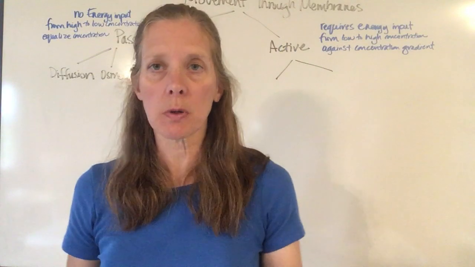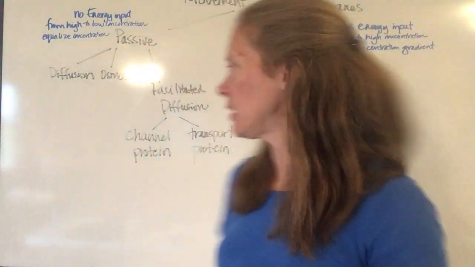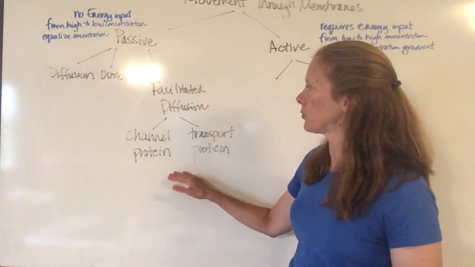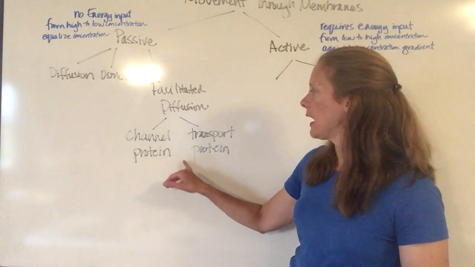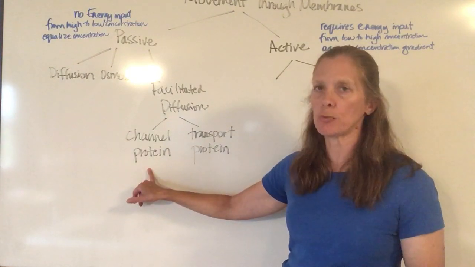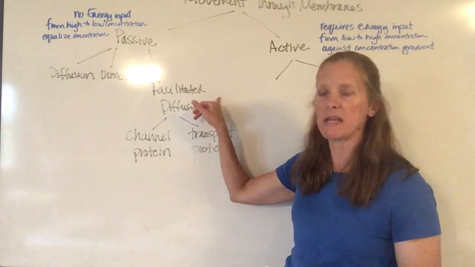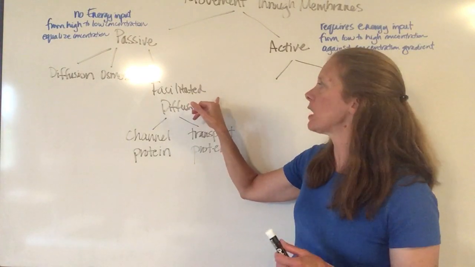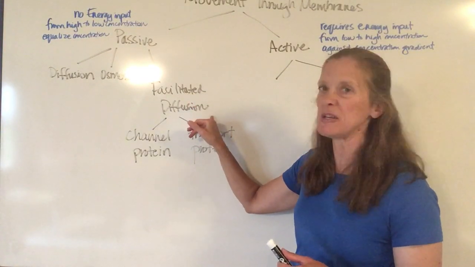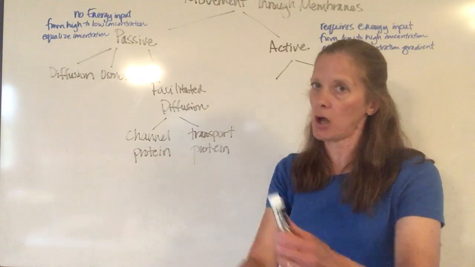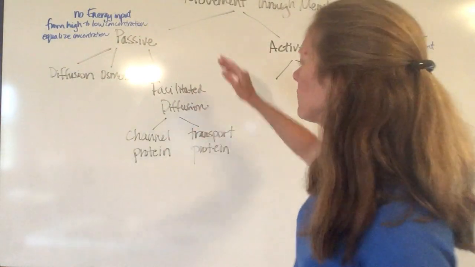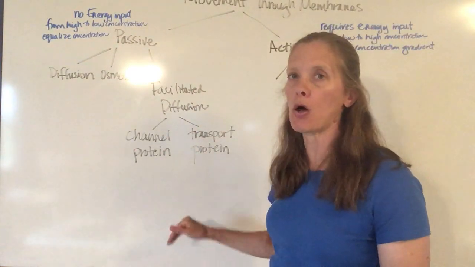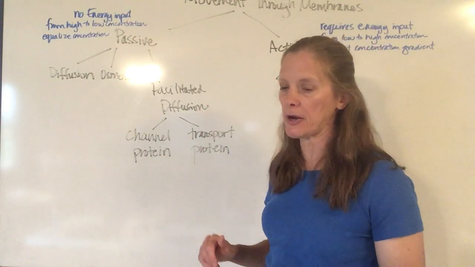Again, that does not require any energy, and so it is considered a form of transport. And so transport proteins and channel proteins can both be used for facilitated diffusion. But again, the thing to remember is that facilitated diffusion just means they had to have a little help, like the dog had to have a doggy door to get through. These guys had to have a little bit of help to get through the cell membrane.